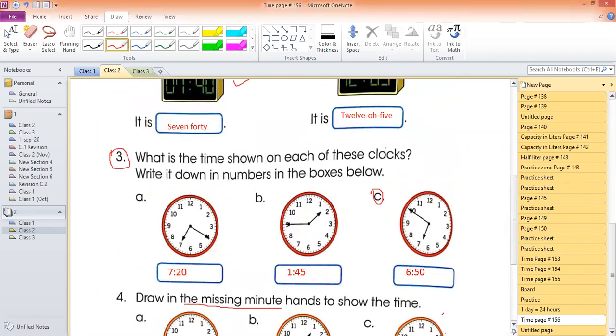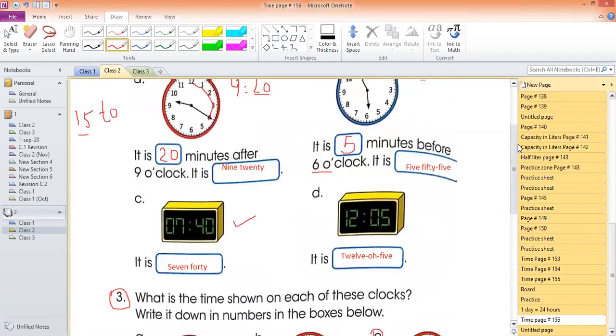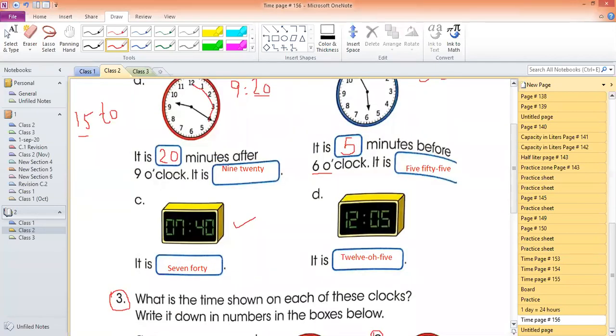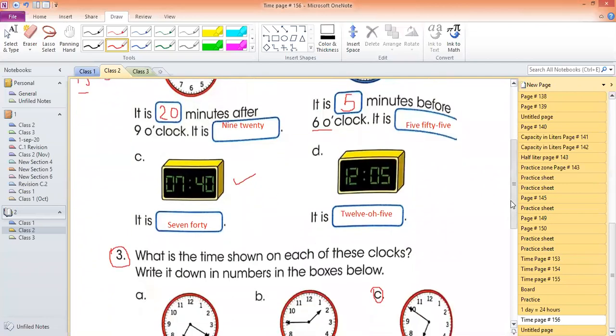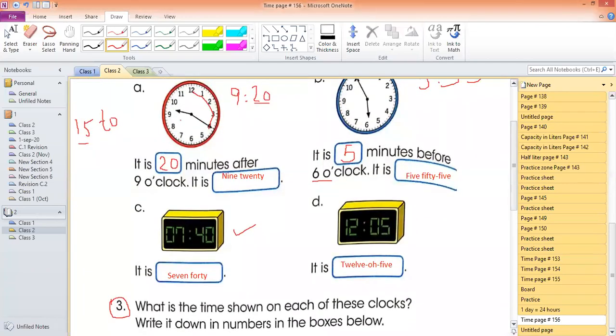But question number 3, we have finished first. 7:40, 12:05, 5:55, 9:20. Okay. You can also say 20 past 9. You can also say it's 5 to 6. You can also say it's 20 to 8. This time, guys, you can say it's 20 to 8 because 20 minutes are left for the next hour. Or you can say 5 past 12. It is 5 past 12.